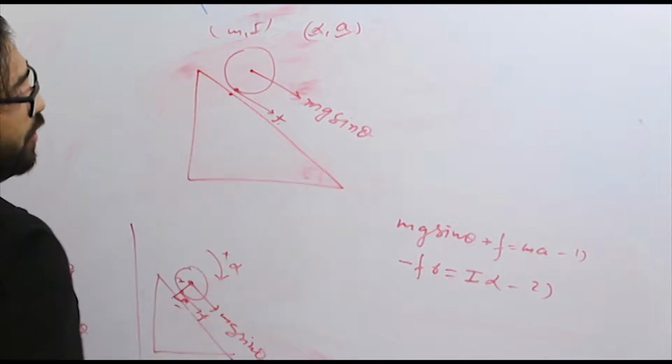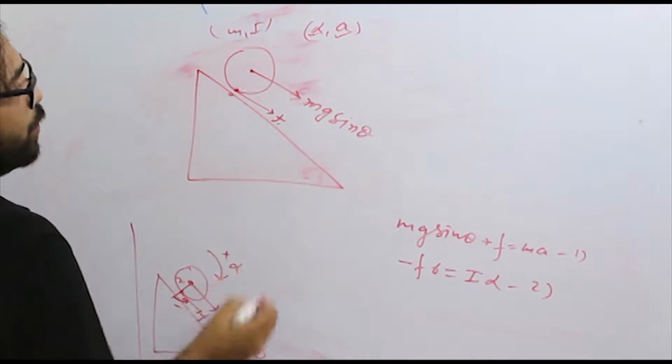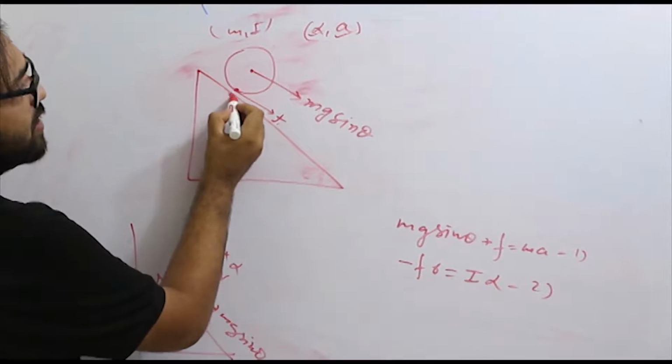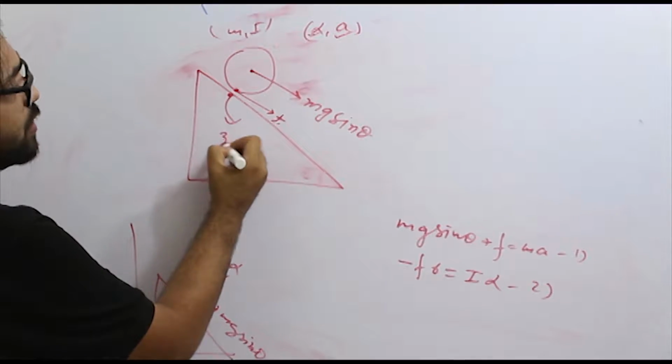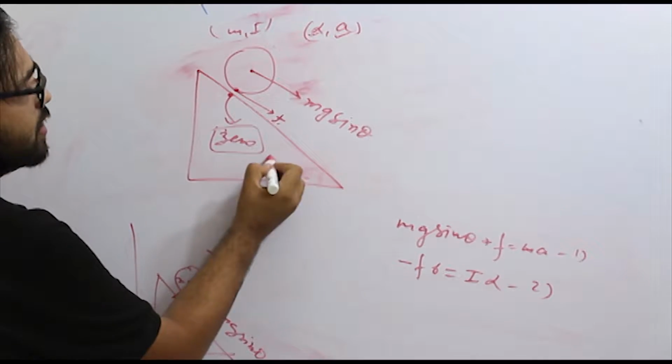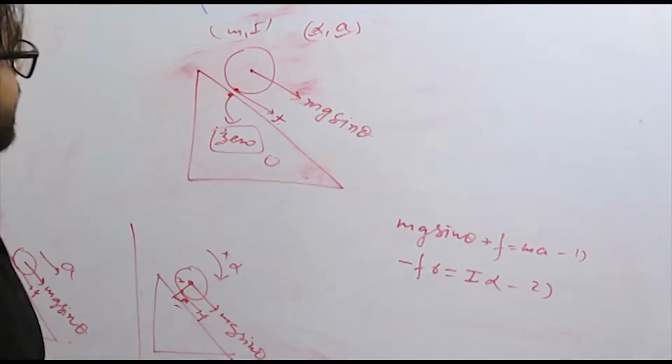It means whatever is the acceleration of this point, same is the acceleration of this point. And this is a fixed incline. So what is the acceleration of this point? The acceleration of this point is nothing but 0. Alright, this is 0. And what is the acceleration of this point?